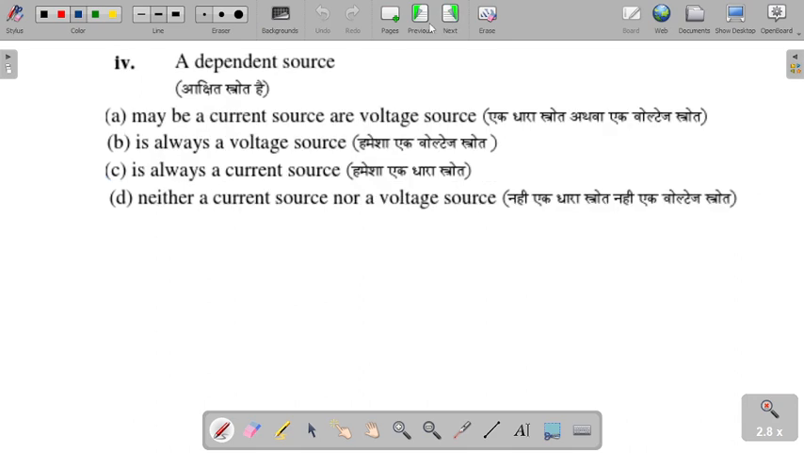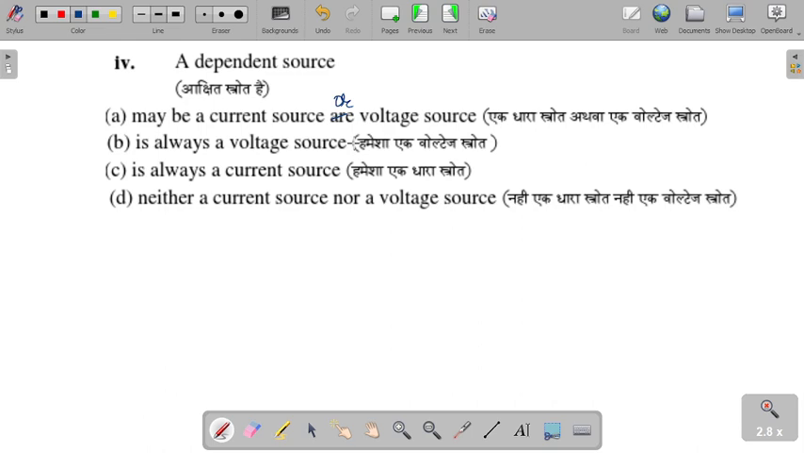Fourth, a dependent source, A, maybe a current source or voltage source. B is always a voltage source. C is always a current source. D neither a current source nor a voltage source. So the right answer for this question will be maybe a current source or voltage source.